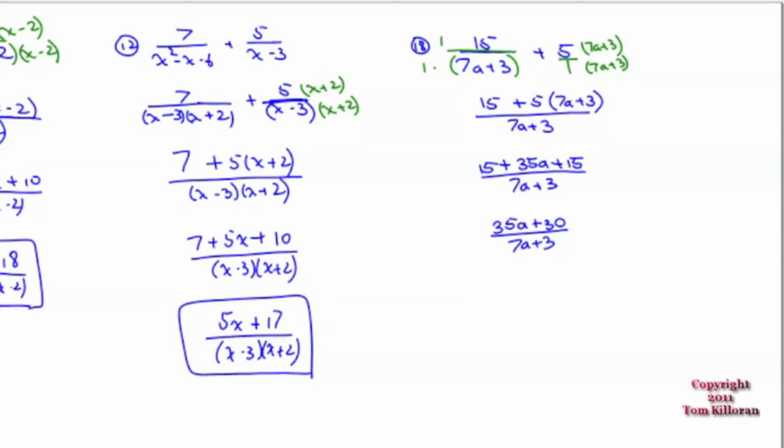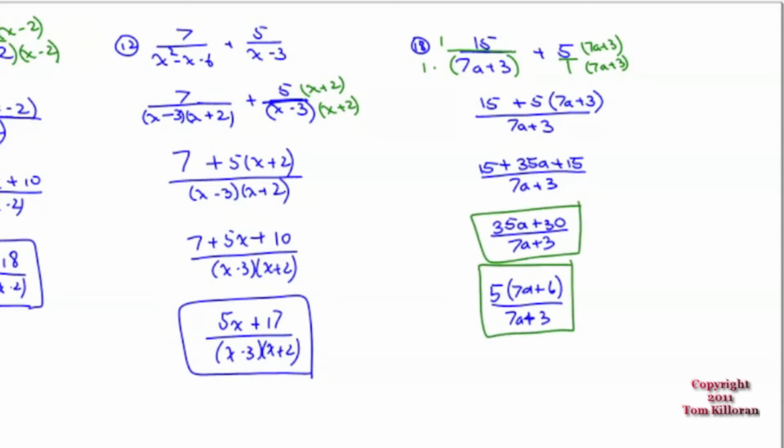Now, 35 and 30 have a common factor. Okay, 35, you can pull out a 5, what's left behind? 7a plus 6, which is really close to 7a plus 3, but does that help us? Can you cancel anything? No. They have to be identical. So whether you left it here, or whether you went one step further and factored out that 5 is irrelevant, they're both the right answer.